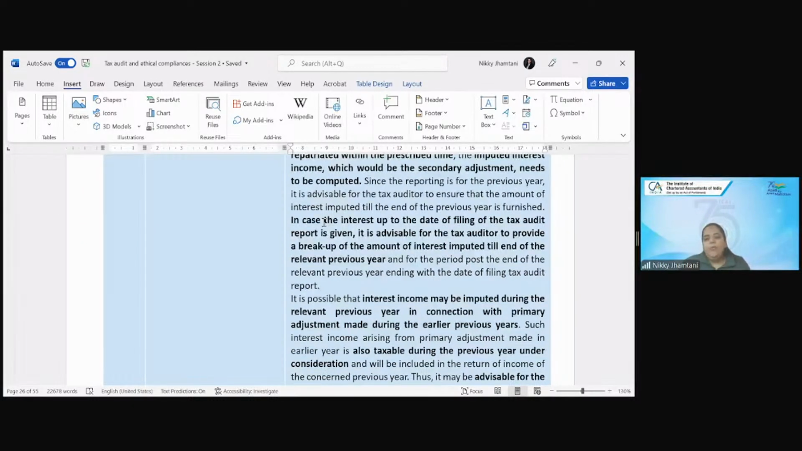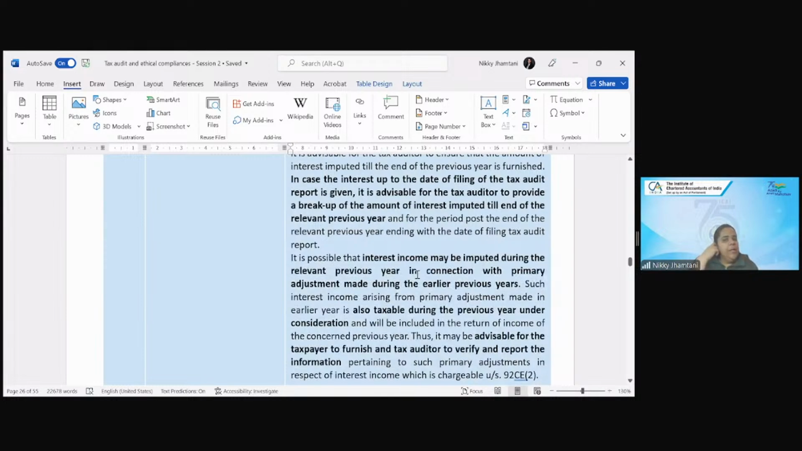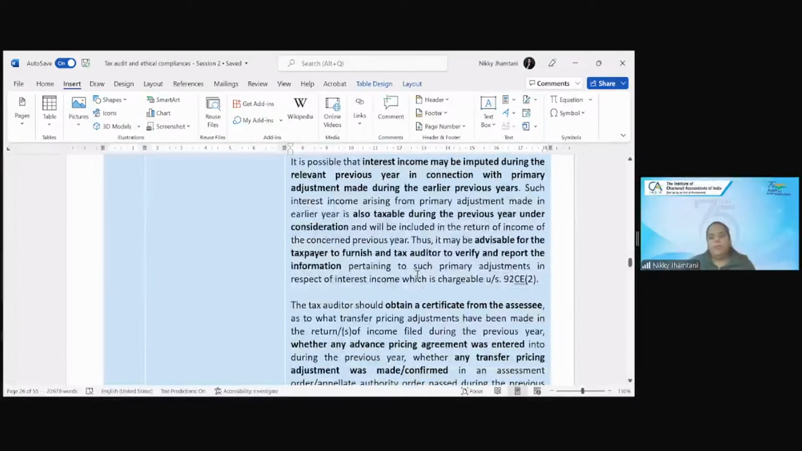In case the interest up to the date of filing of the tax audit report is given, it is advisable for the tax auditor to provide a breakup of the amount of interest imputed till the end of the relevant previous year and for the period post the end of the relevant previous year, ending with the date of filing the tax audit report. It is possible that interest income may be imputed during the relevant previous year in connection with the primary adjustment made during the earlier previous year. Such interest income arising from primary adjustment in earlier year is also taxable during the previous year under consideration and will be included in the return of income.